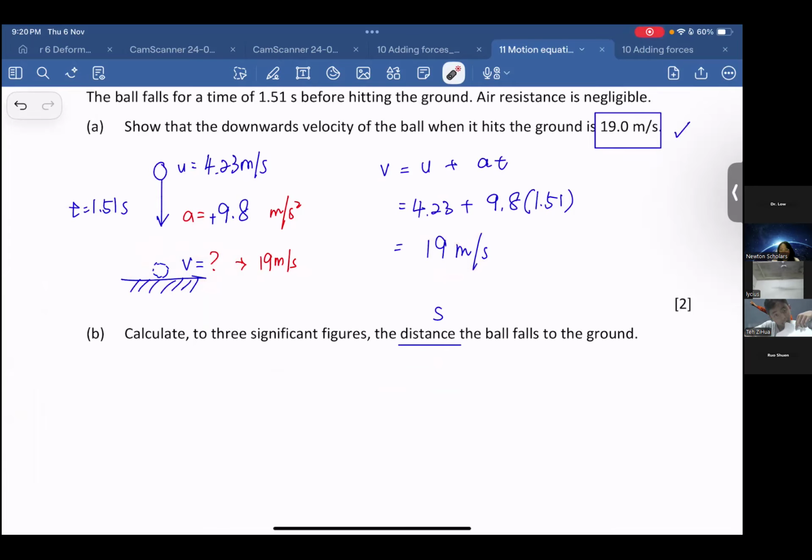But let's say in question A you calculate wrongly and carry the wrong answer to B. Then the whole part for B, you might be unable to score any marks. So that will be a bit dangerous. I'm trying to ask you to use U, A, T, which are confirmed, plus the S to solve the problem.